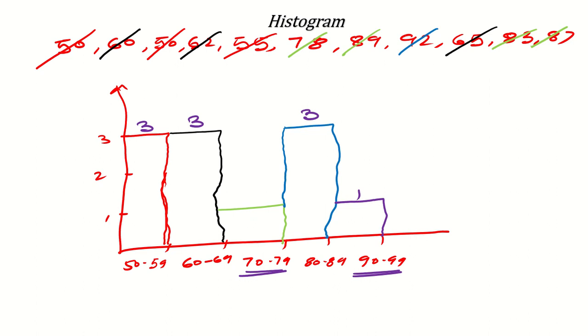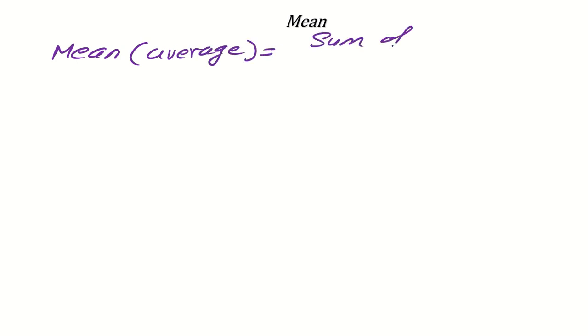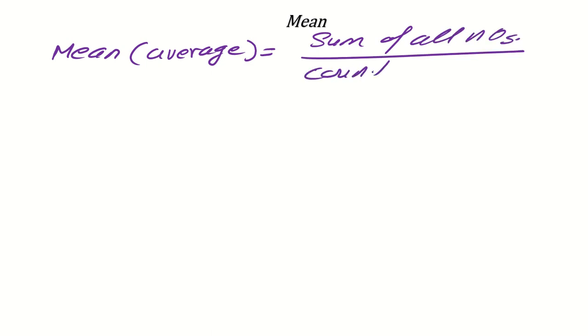Okay, now next can be mean. This is very easy for you. See, mean means, what is the formula for mean? Mean, or we can say average. Okay, so the formula is very easy for this. Sum of all the numbers divided by the counting of the numbers, means how many numbers are there.